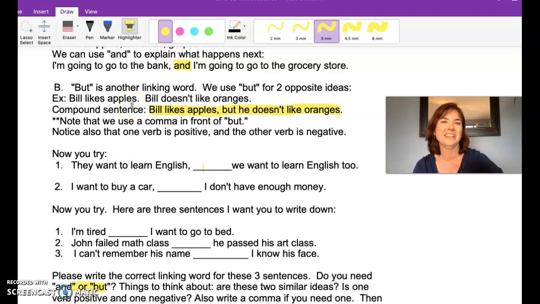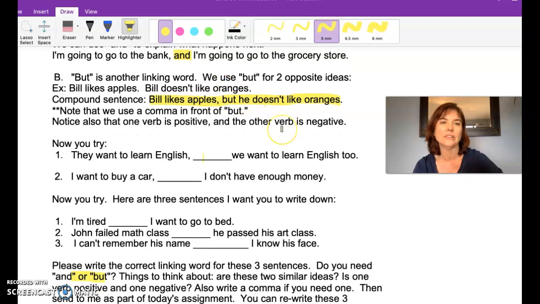Okay, here we have Bill again. Bill likes apples. Bill doesn't like oranges. The compound sentence here, when we put them together, is Bill likes apples, comma, but he doesn't like oranges. So again, notice the comma in front of the linking word but. Also notice that the two verbs are different. We have likes, this is a positive verb. And we have doesn't like, which is negative. So that's a good hint that this is going to need but as the linking word.